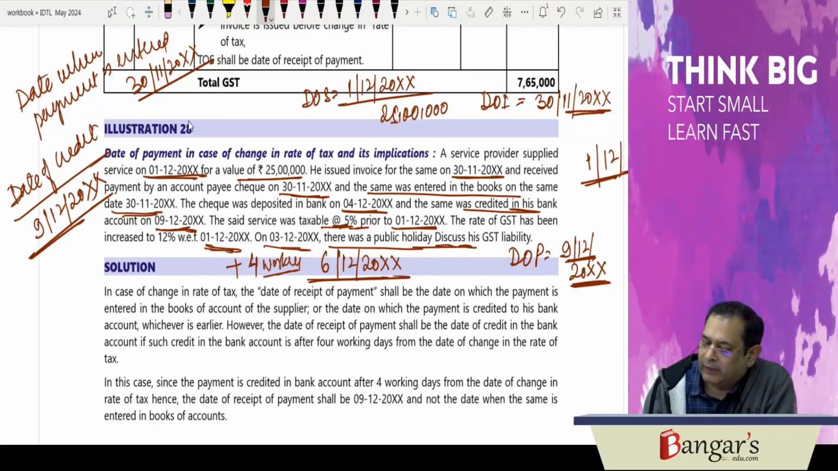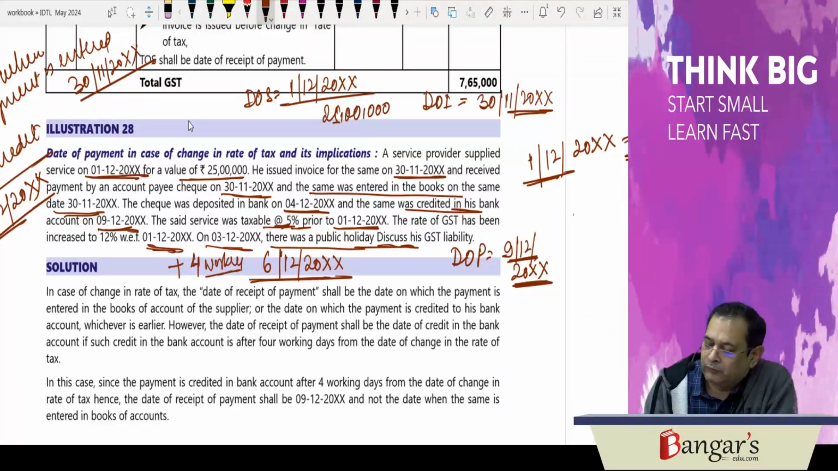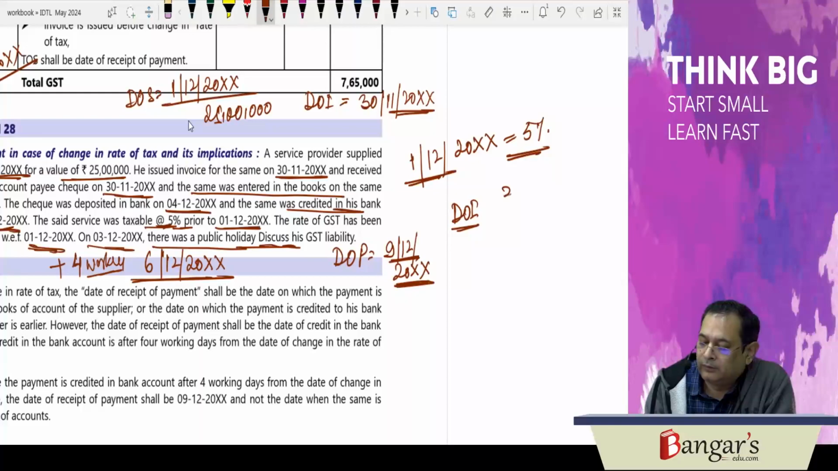Date of payment is 9/12. Date of invoice is what? Date of invoice is on 30/11.